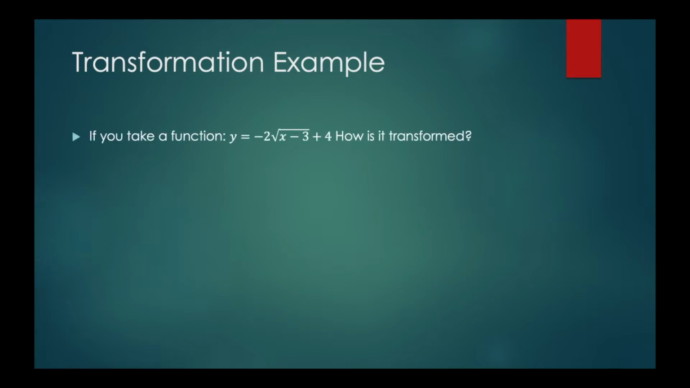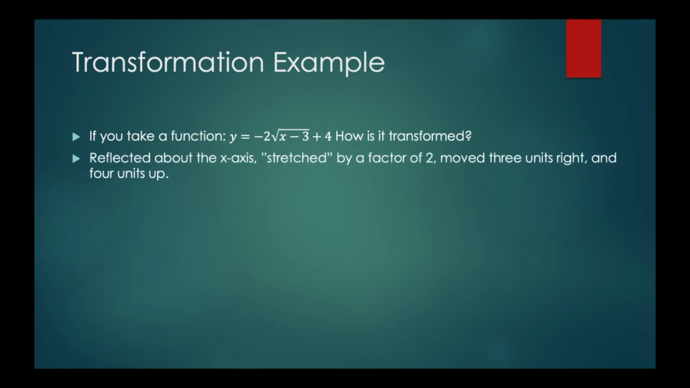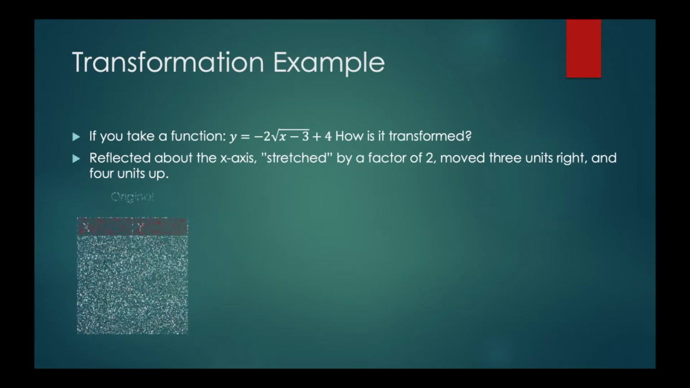So let's take the function y is equal to negative 2 times the square root of (x minus 3), and then all of that plus 4. How is it transformed? So first, it's reflected about the x-axis. That's the negative part. It's stretched by a factor of 2, meaning if you were to grab it at the y-axis and kind of pull, imagine it being like a sheet of rubber or something. It's moved 3 units to the right, and it's moved 4 units up.